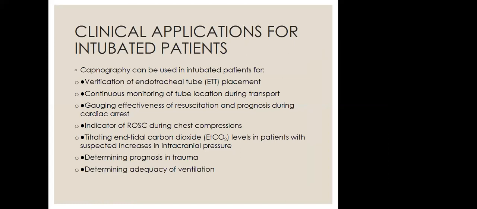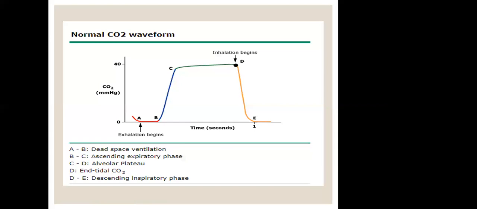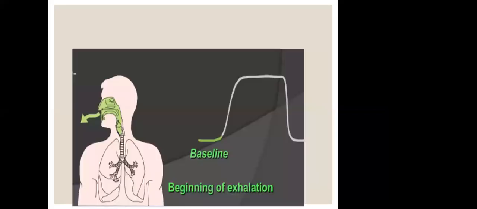Then there is the expiratory. I will show you this again. Then there is the descent that shows the inspiratory phase. The D to E is the inspiratory phase of the CO2. After that, a new waveform is formed.